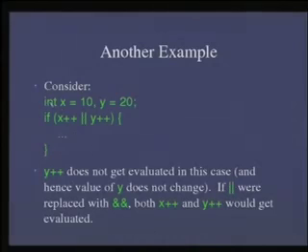So let's take this simple example. Here x is initialized to 10 and y is initialized to 20, and we have an if condition, if (x++ || y++). So this is a logical OR operator. What's going to happen is that the first operand, which is x++, is going to get evaluated first. Now the value of x++ will be 10 because this is post-increment, and of course the side effect is that the value of x becomes 11.